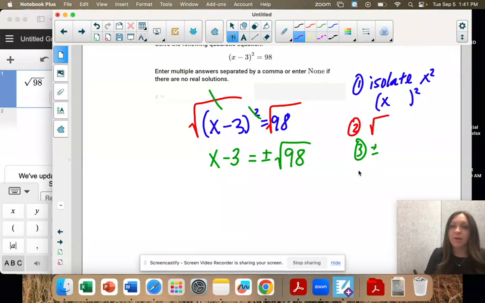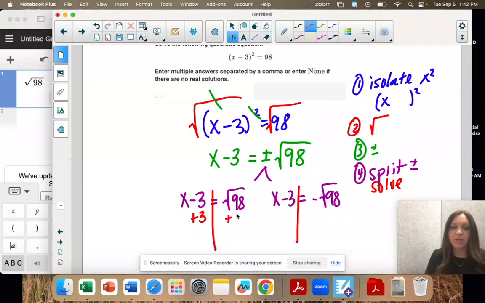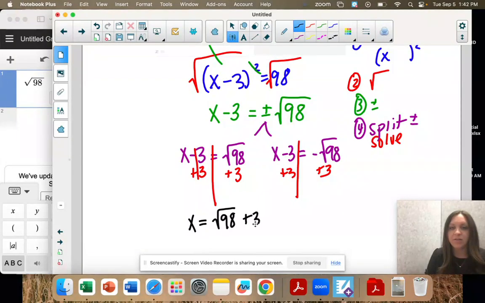So now I'm going to split the plus or minus. So I have x minus 3 equals positive square root of 98, and x minus 3 equals negative square root of 98. So now we solve to get our two answers. The nice thing is these solve the same way. We're going to add 3, add 3. So our first answer is x equals the square root of 98 plus 3.